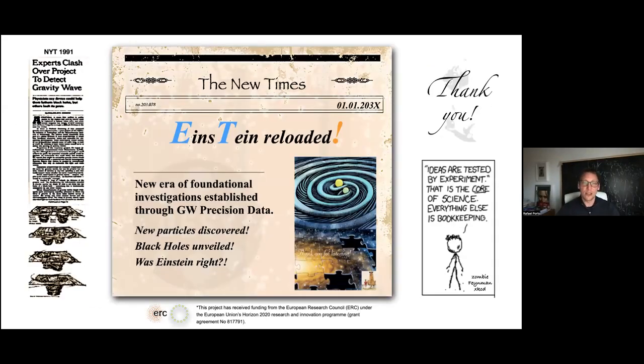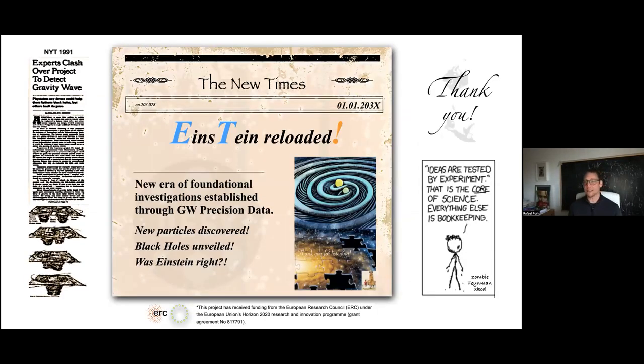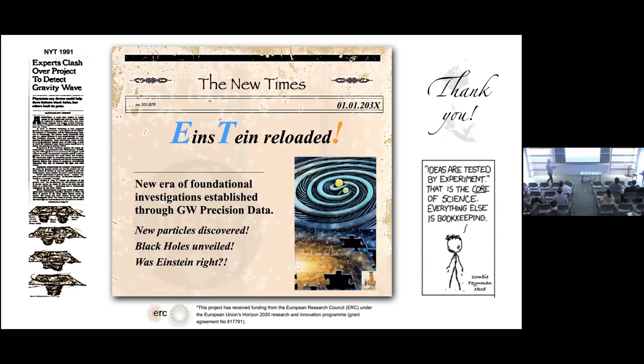So conclusions. There is a lot of development now in the effective theory approach. We have reached state of the art in post-Newtonian, post-Minkowskian, spin effects, radiation effects, fluxes. So we are learning a lot from our collider friends on how to do a lot of these integrals. And this is the beginning of what I think will be progressing in understanding high-precision gravitational wave models that will be key for the future of the Einstein Telescope, Cosmic Explorer, LISA, et cetera. And thank you very much for your attention.